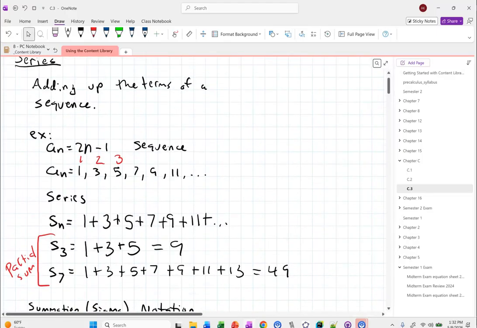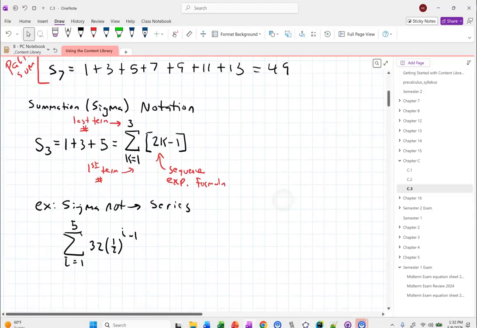So imagine if I asked you to write S794. Would you want to write that out? No, right? We need to invent a notation to make that a little bit more convenient. What we call that notation is sigma notation. The sigma notation is what we use to represent a series.